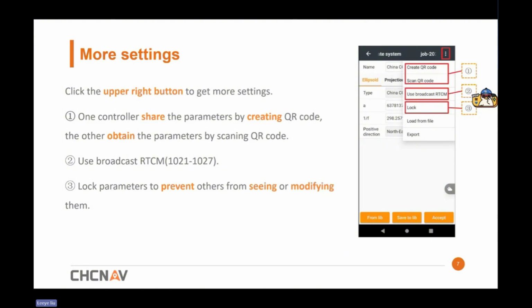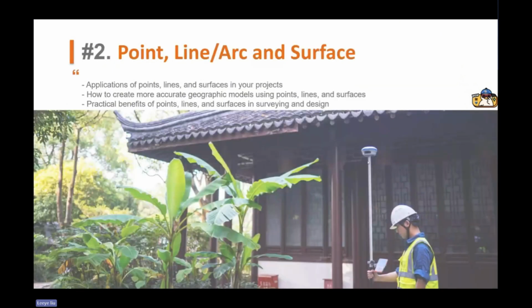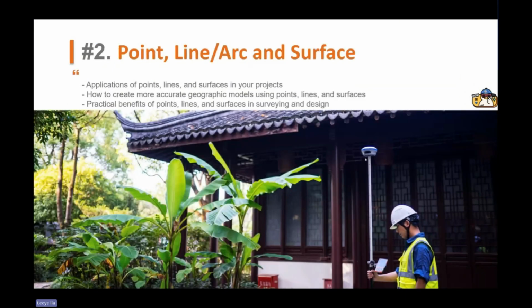and then we can get the correct coordinate system. There is also the lock function. The lock function locks the parameters so we can prevent others from viewing or modifying the parameters we set in the project. We can also do the load and export function. We can export the Trimble DC file; we support this format. Okay, then we move to the second part.